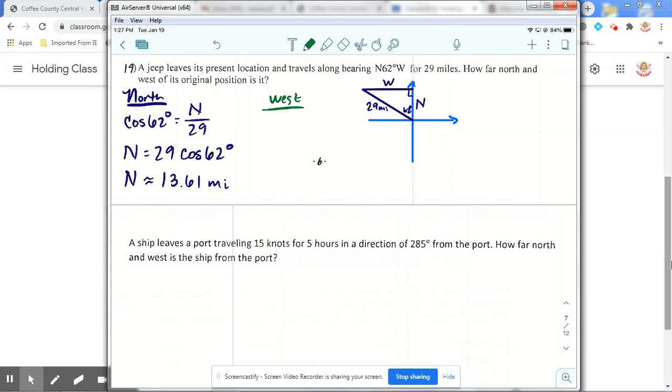Now, once you have two sides of a right triangle, you technically can do the Pythagorean theorem, but I know you guys can do the Pythagorean theorem at the back of your hand. So we're just going to go ahead and practice the trigonometry a little bit more to find west. I want to find the opposite. So I'm going to do the sine of 62 degrees is equal to W over 29. So W should be 29 times the sine of 62 degrees. And that should be approximately 25.61 miles.